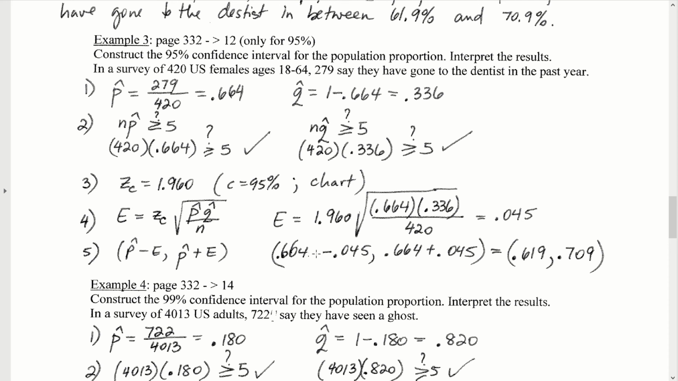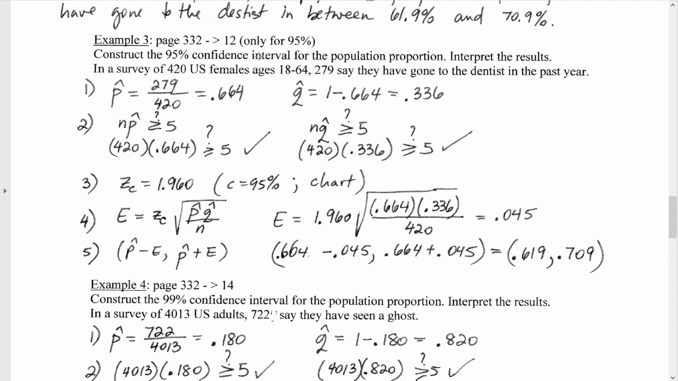Let's take a look at one together. They asked us to construct the 95% confidence interval for the population proportion and to interpret the results. In a survey of 420 U.S. females aged 18 to 64, 279 say that they have gone to the dentist in the past year. We want to construct the 95% confidence interval for the population proportion of all females of this age that have gone to the dentist in the past year.